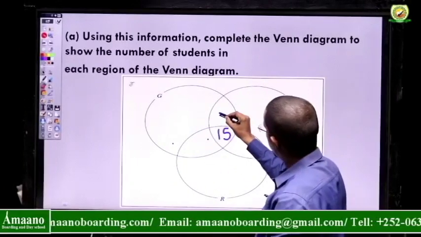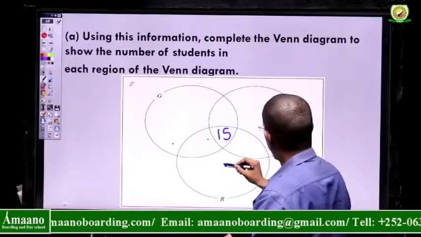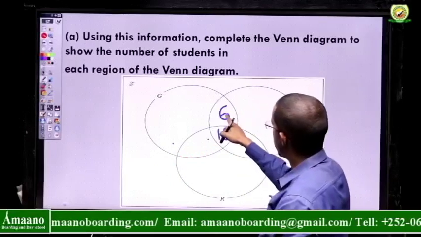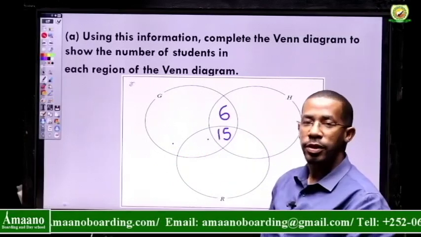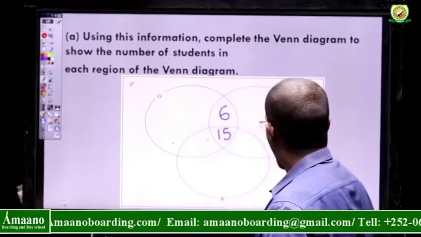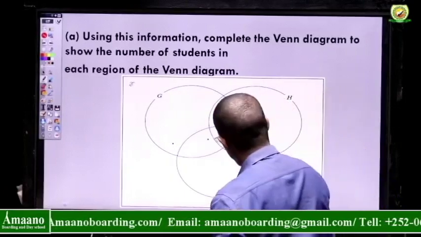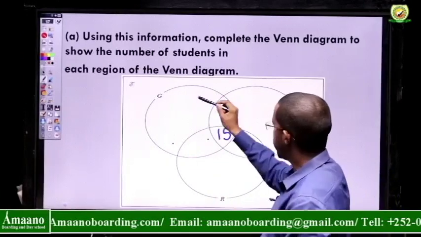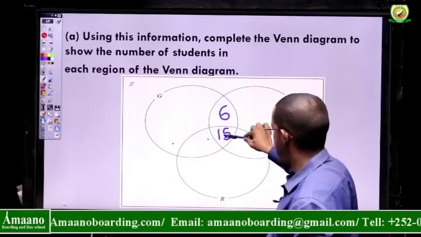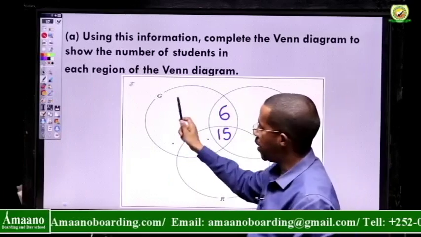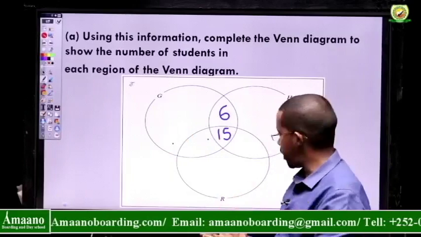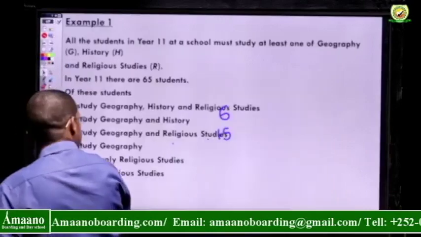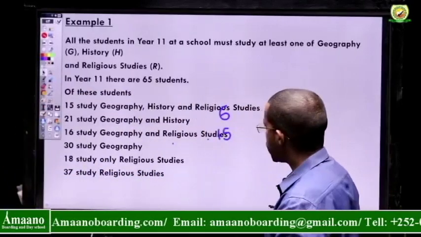So if you want the number for this part, you have to subtract 21 minus 15. I think that gives us 6. So that means here we have 6 students who study geography and history, but not religious studies. 15, they study all the three, and 21 study history and geography. So we go step by step and fill in the whole Venn diagram.